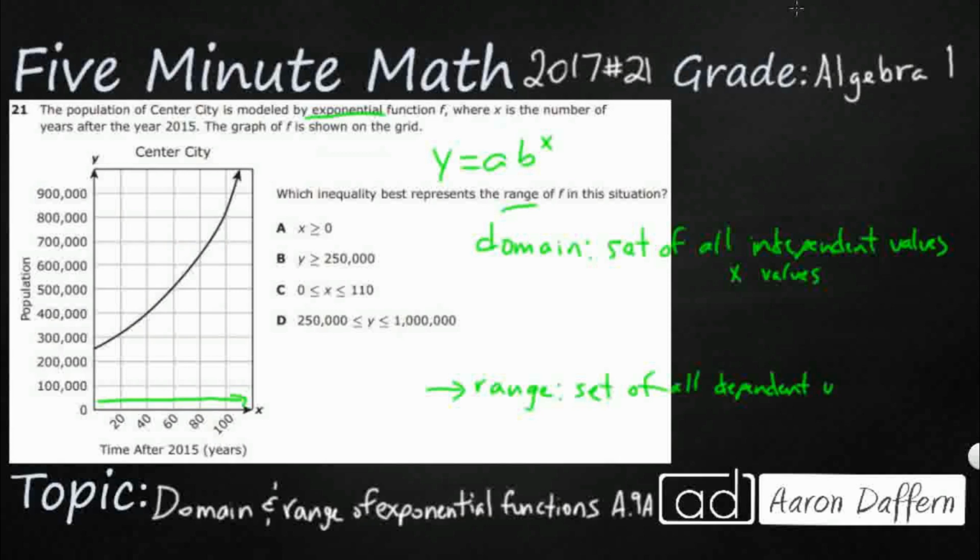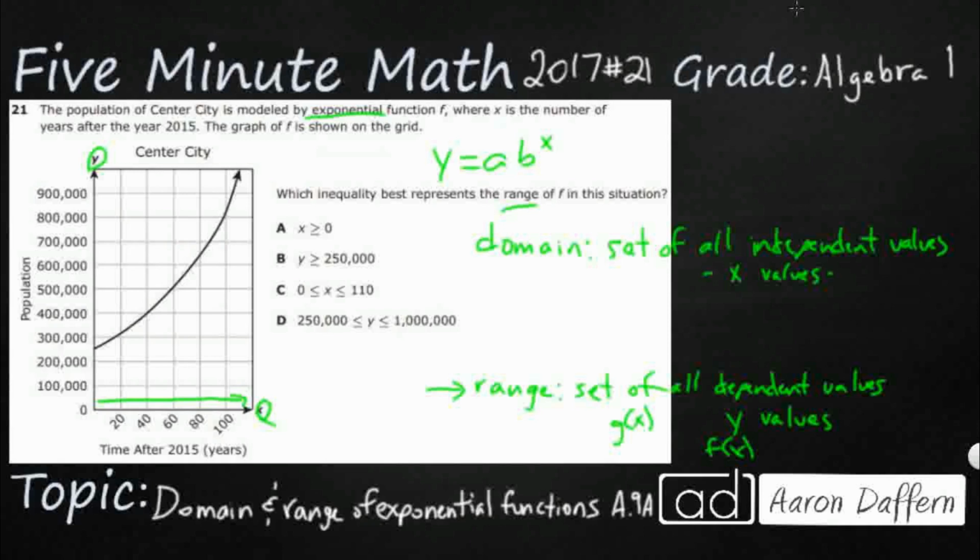variable values. Now, in this case, it happens to be x and y. That's fine. But this is the one that kind of changes sometimes. Really, that's why we say it's not just the y values. It's the dependent variable values. Because sometimes it's y, sometimes it's f of x, sometimes it's g of x, h of x, anything of x to show that it's a function. So it doesn't have to just be y. But that's kind of our shorthand.